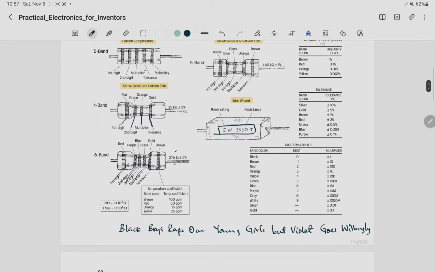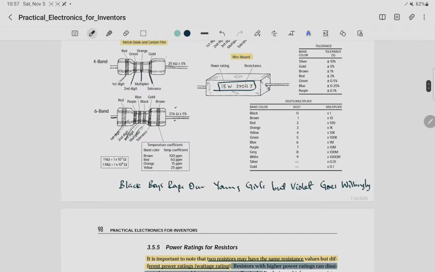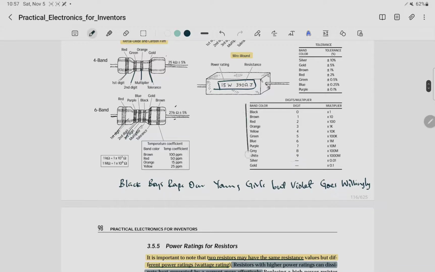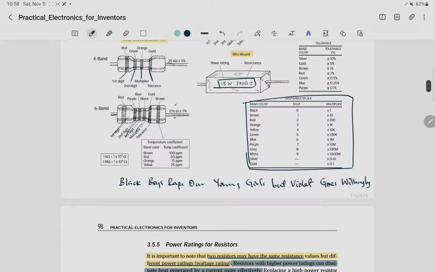But for the 4-band color-coded resistor, that is going to be very easy. So there is a simple way of memorizing this table. Then these are the last two, which is the tolerance.